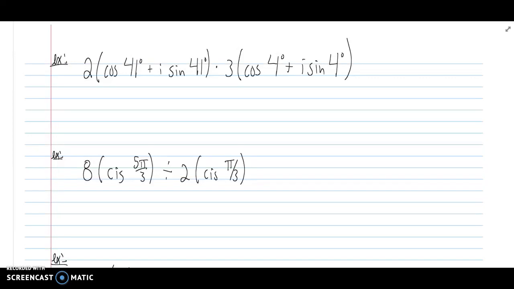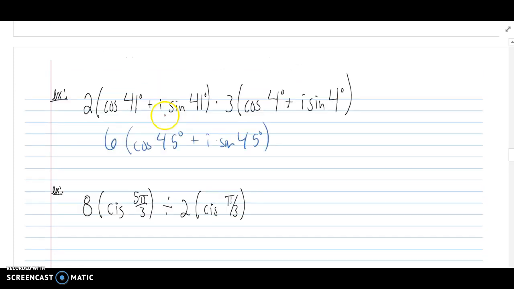This is continuing on with section 6.5 out of pre-calculus, multiplying these two different trig numbers. First off, we're going to multiply the numbers on the outside to give us 6, and then we're going to add the numbers on the inside, so it's cosine of 45 degrees plus i times the sine of 45 degrees. Next, we're going to simplify.